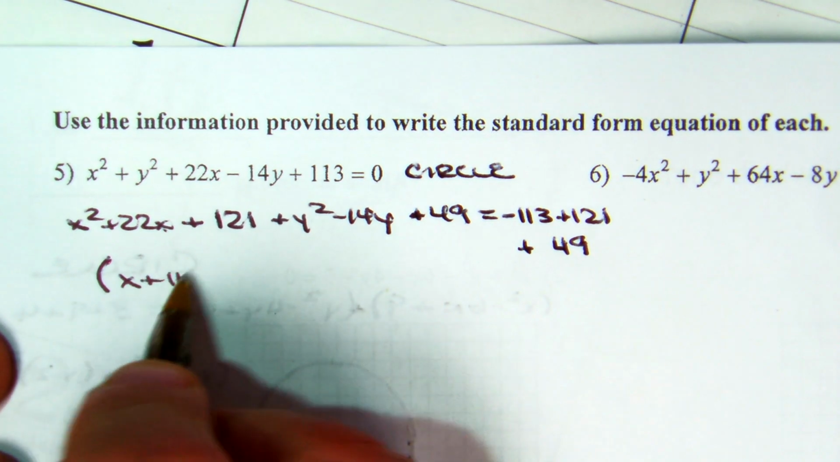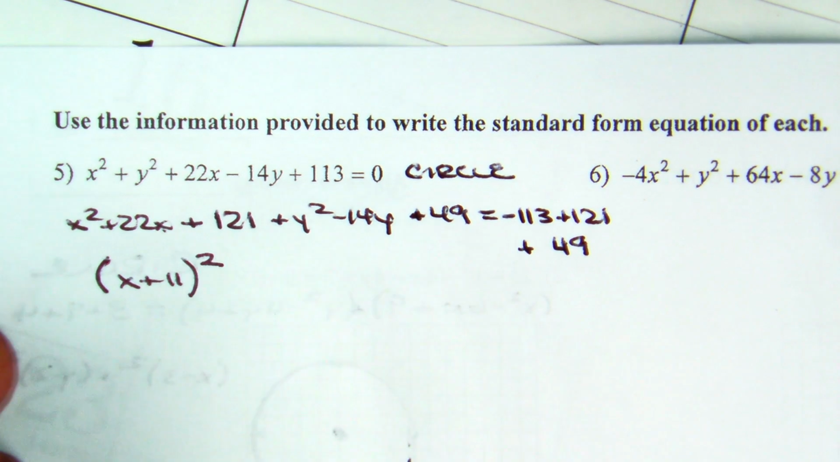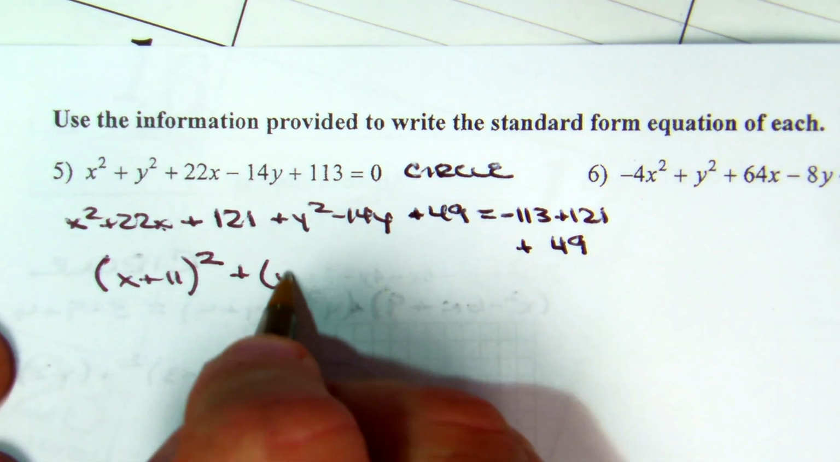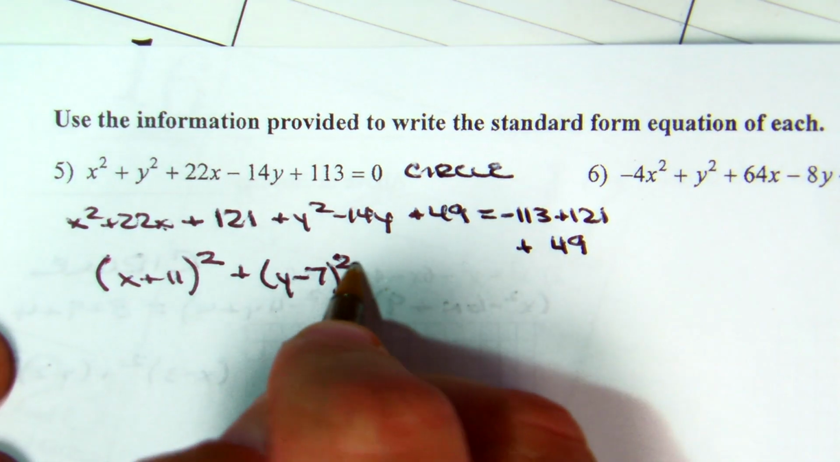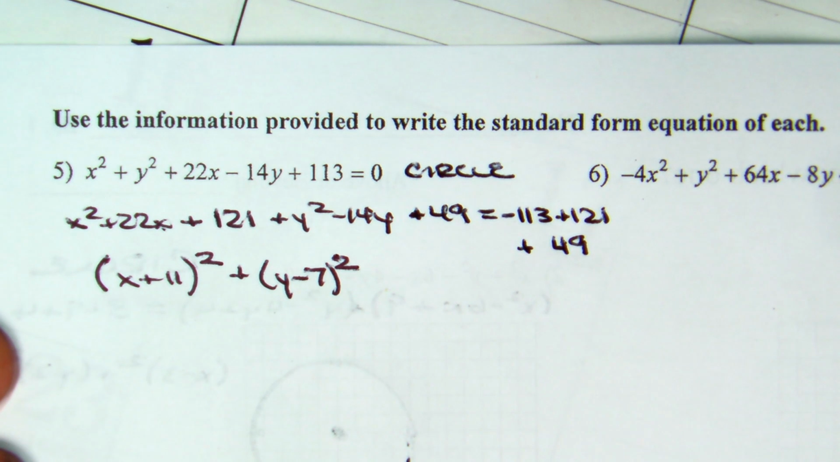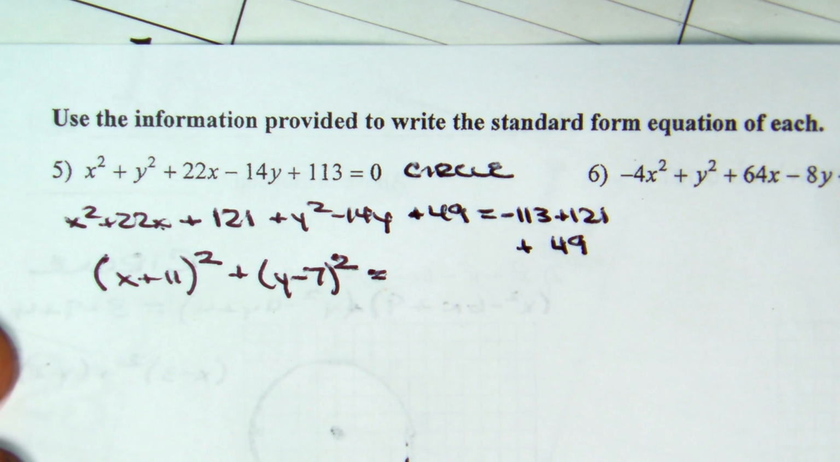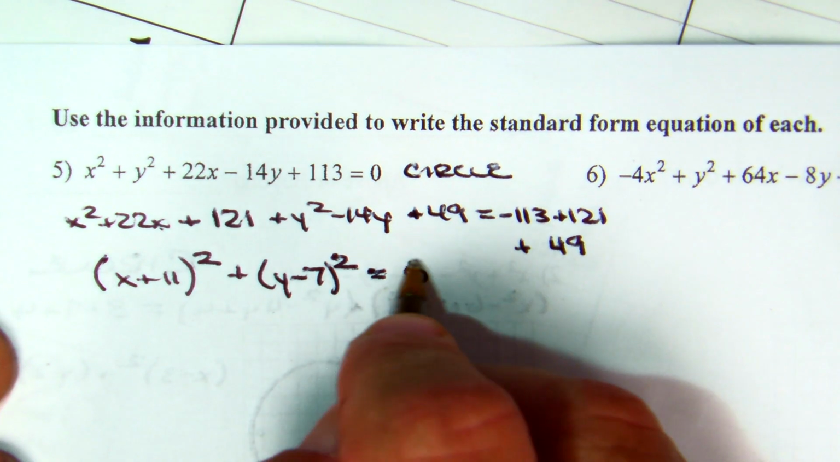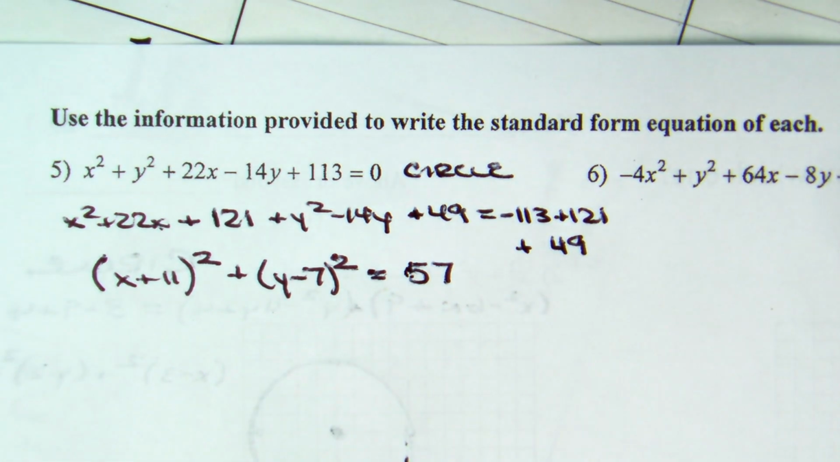X plus 11 squared plus y minus 7 squared equals 57, correct? Boom. Good.